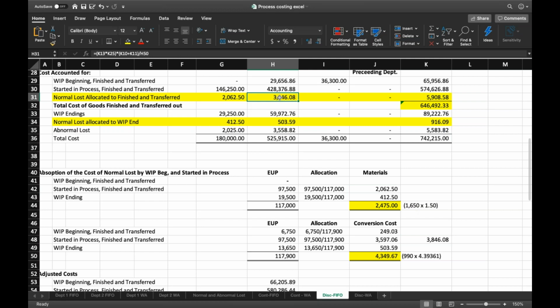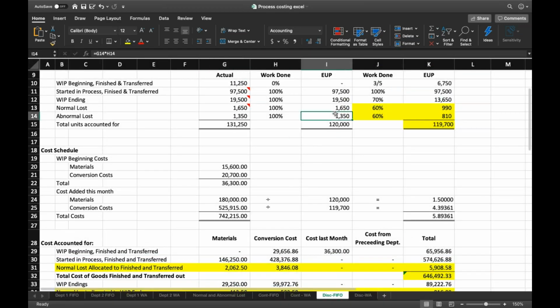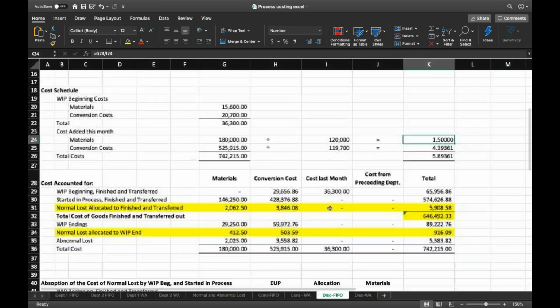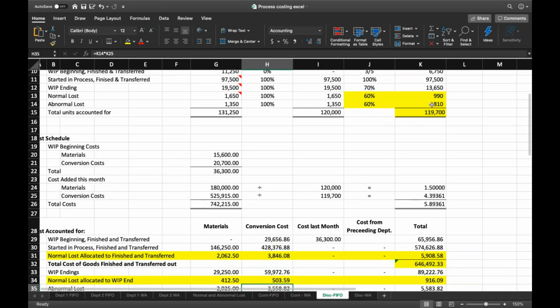503, 503. Okay, abnormal loss, you know this already. Just multiply 1,350 times 1.5, that is 2,025. Same with conversion cost, 810 times 4.39.